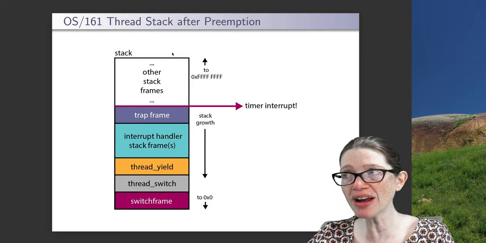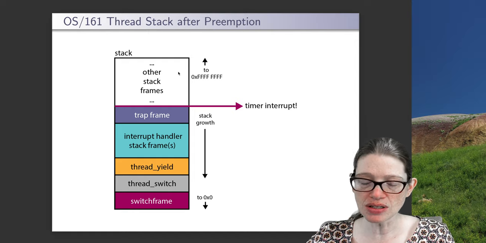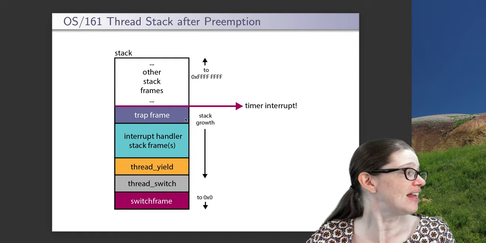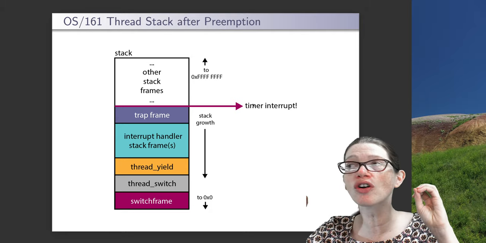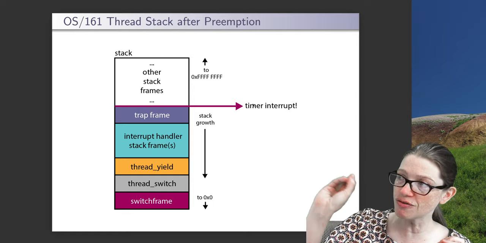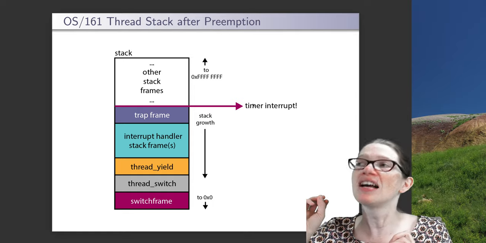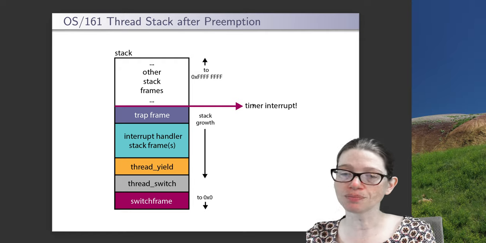So when you get preempted, what's going to happen is you have all of your stack frames. And then immediately after your stack frames, you get that timer interrupt because your scheduling quantum has expired. So the clock is going to fire that interrupt, which causes us to regain control of the CPU. And now the kernel is going to run.